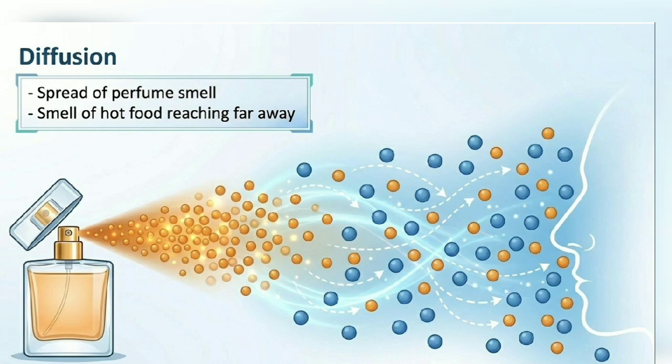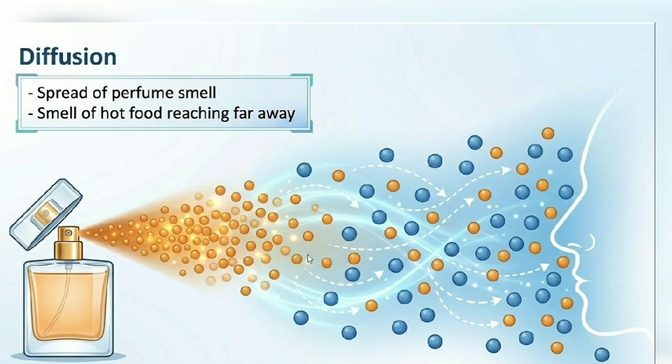Next one, diffusion. What is diffusion? Diffusion means the mixing of particles on their own. Suppose someone sprays perfume in one corner of the room. After some time, everyone can smell it.